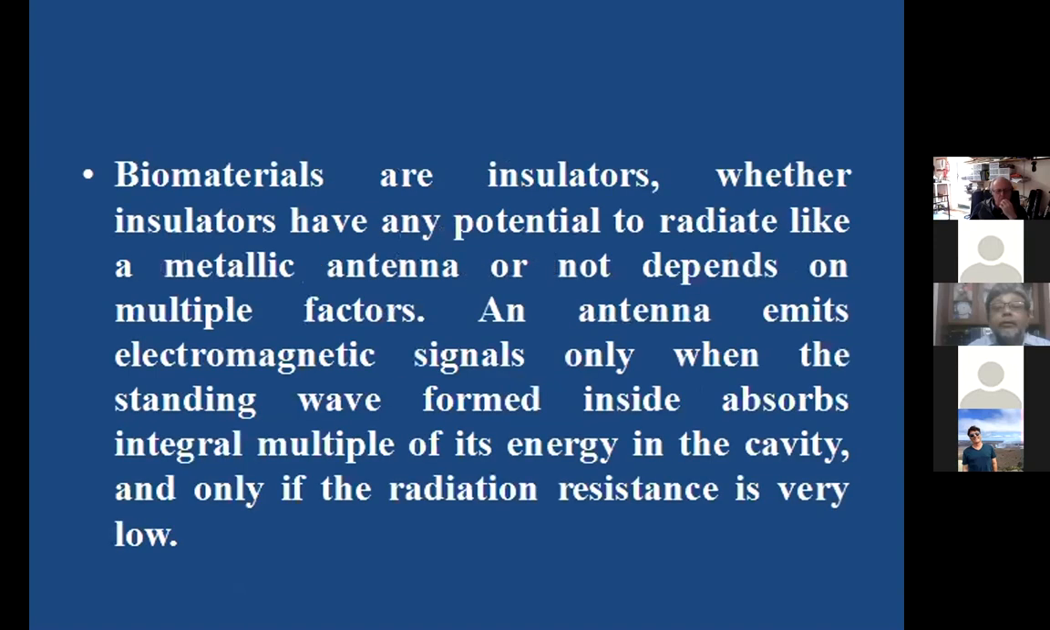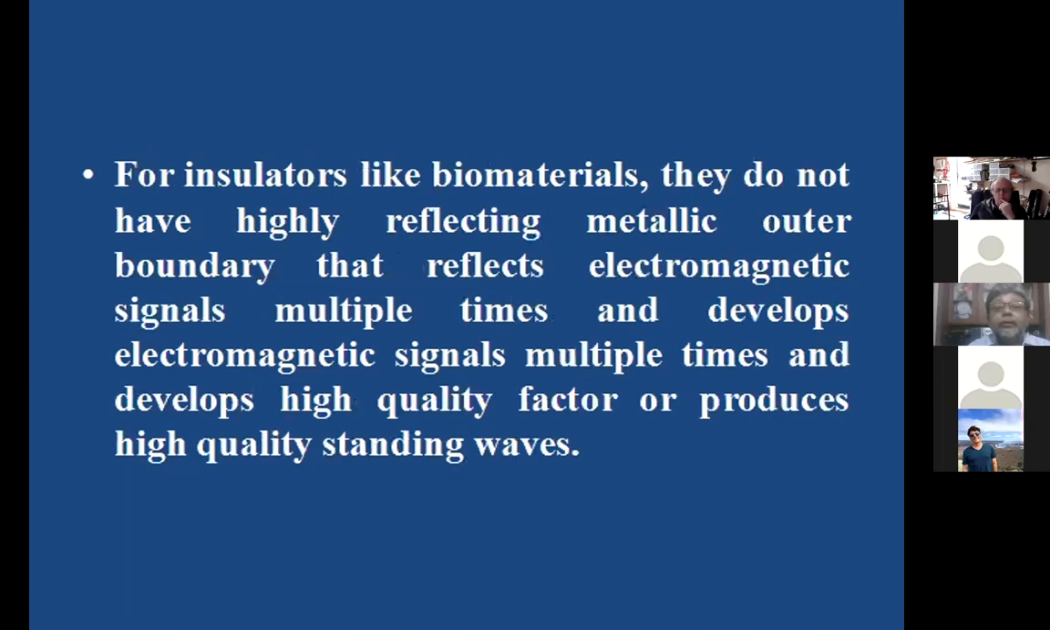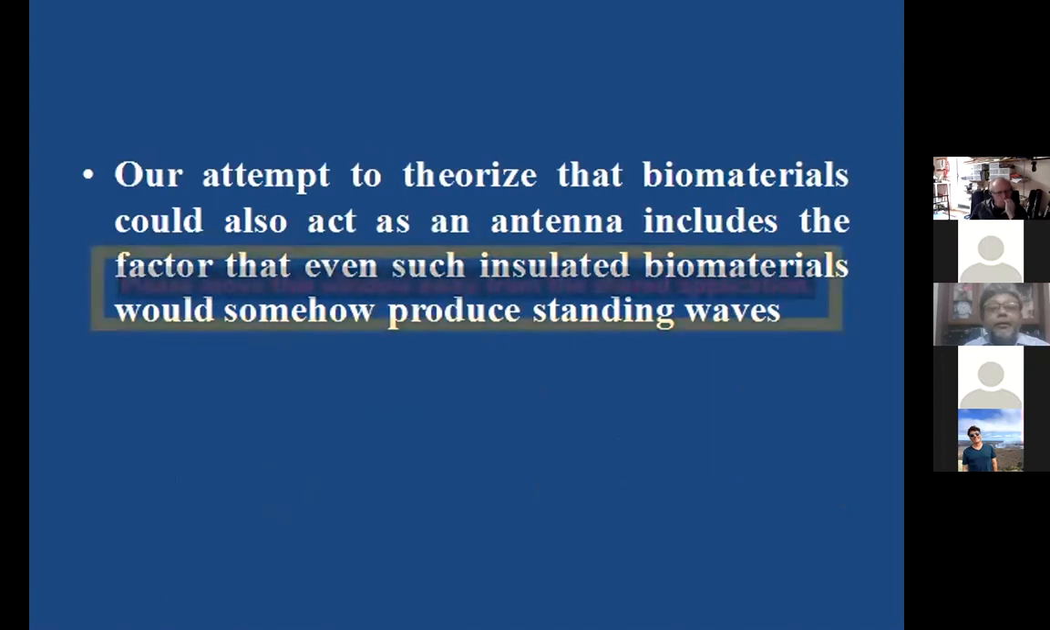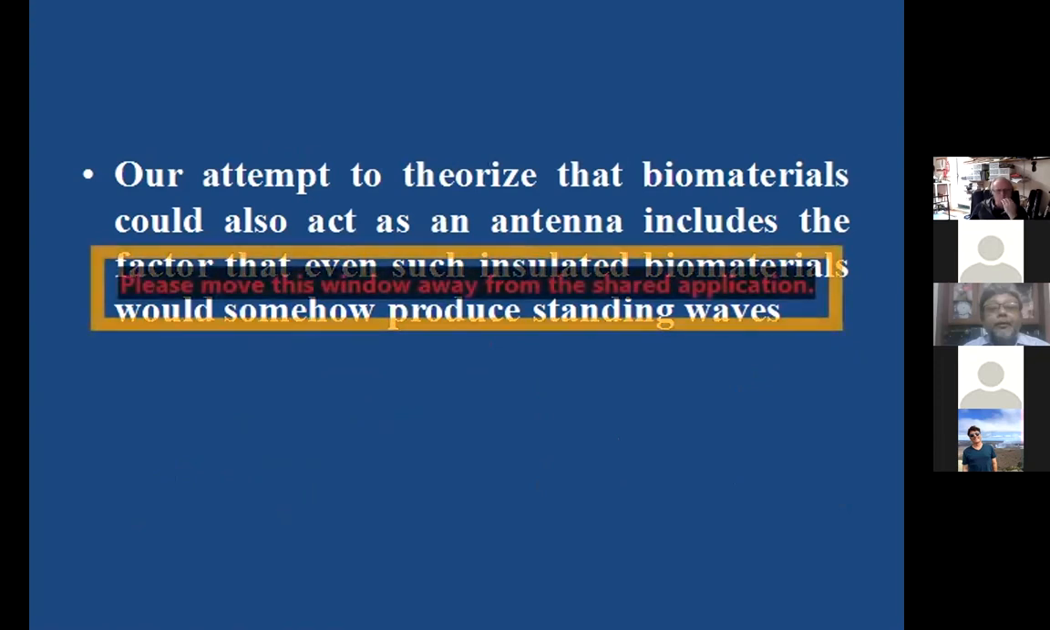So biomaterials are insulators. Whether insulators have any potential to radiate like a metallic antenna or not depends on multiple factors. An antenna emits electromagnetic signals only when the standing wave form absorbs an identical multiple of its energy in the cavity, and only when radiation resistance is very low. But insulators like biomaterials do not have highly reflecting metallic outer boundaries. An electromagnetic signal multiple times develops a high quality factor and produces the equivalent standing wave. Our attempt to theorize that biomaterials could also act as an antenna improves the case that even such insulated biomaterials would somehow produce standing waves.